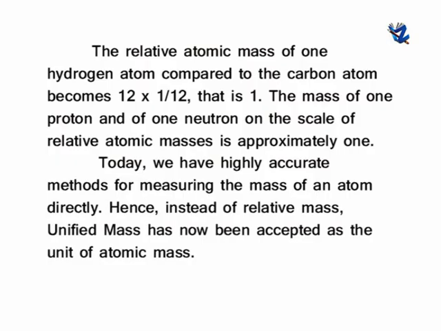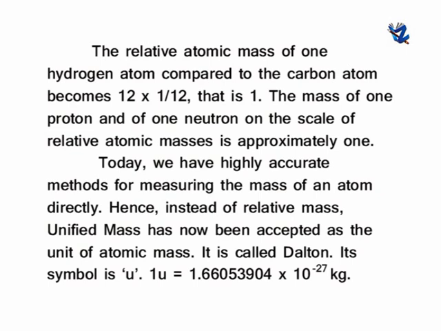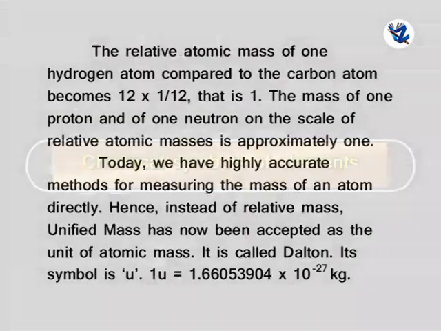Today, we have highly accurate methods for measuring the mass of an atom directly. Hence, instead of relative mass, unified mass has now been accepted as the unit of atomic mass. It is called Dalton and the symbol is u. 1 u is equal to 1.66053904 × 10^-27 kg.